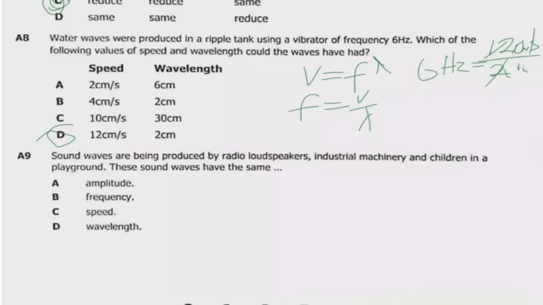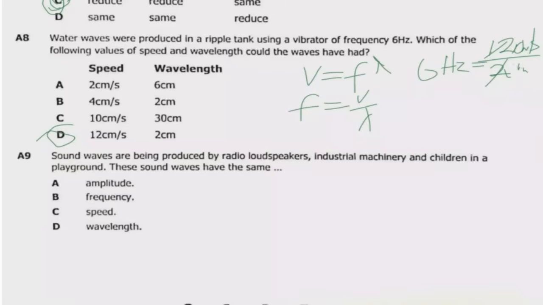Question 9. Sound waves are being produced by radio, loudspeakers, industrial machinery, and children in a playground. These sound waves have the same... Okay, so there are 3 types of sound being produced: one from the radio, loudspeakers, industrial machines, and children in a playground. What do these sounds have in common?